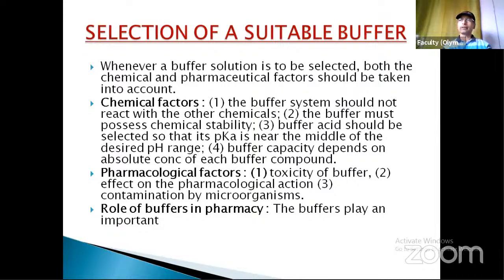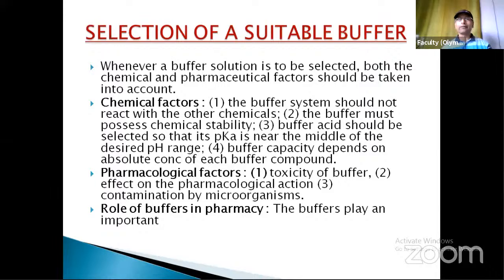I am giving the buffer in the system such that it can resist any sudden change of pH. But as I am adding the buffer in my pharmaceutical preparation, my aim should be that the chemical factors should not be changed. The buffer should not interfere with the chemicals. So for that we see that the buffer system should not react with any other chemicals, number one. Number two, the buffer must possess chemical stability. The buffer itself should not react and lose its chemical stability. And the buffer has acid and salt; the buffer acid should be selected such that the pKa of the buffer acid is very near to the middle of the desired pH range. The pH range I want, it should be in the middle of that. The buffer capacity depends on the absolute concentration of each buffer compound.